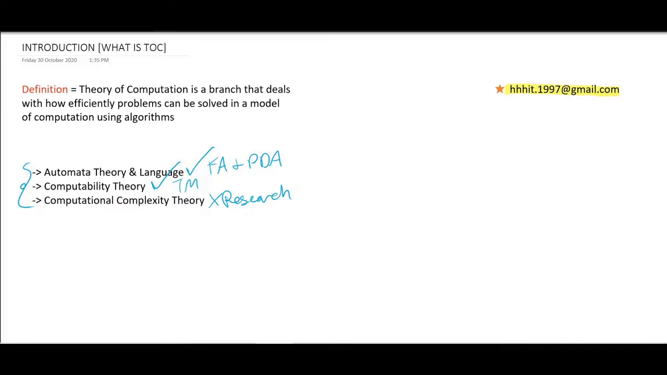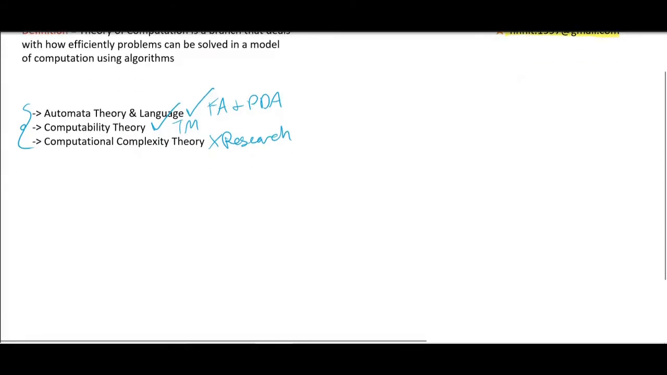Let's talk about each one in more detail. We know that automata theory and languages is very important because it covers all types of automata. It includes finite automata and pushdown automata. And then computability theory is also very important because it involves Turing machines. Computational complexity theory is important, but we won't be touching on it too much because it's more involved around the research area.